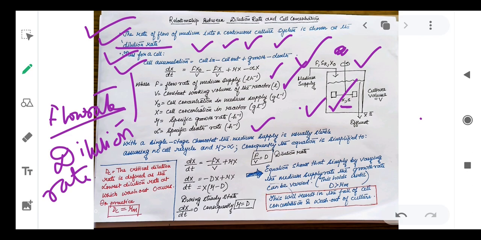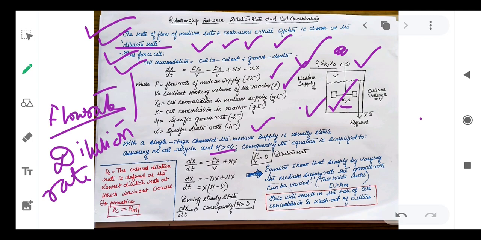Now you have to simplify this equation. If you think, it can be simplified by the fact that mu is very much greater than alpha. Of course, it is a continuous culture. Growth rate will be very much greater than death rate. Why? Because otherwise the cells will not be in exponential phase. We know that it is in exponential phase because there is no deficiency of the medium. So mu is greater than alpha. Consequently, the equation can be simplified.